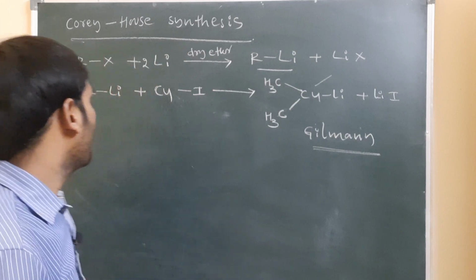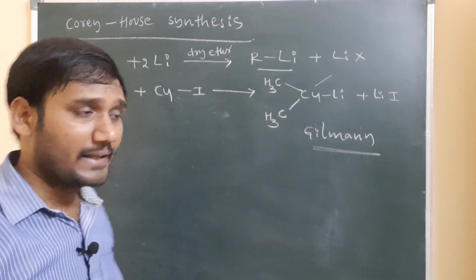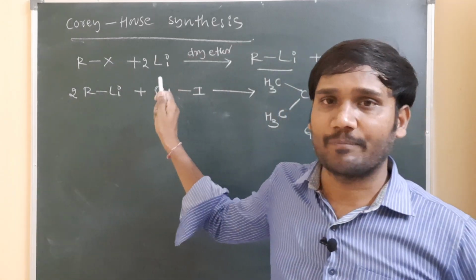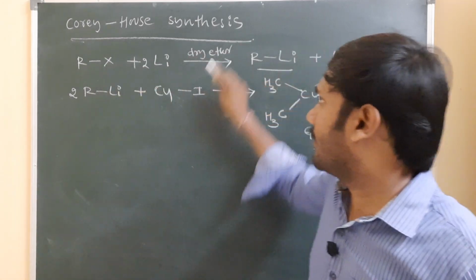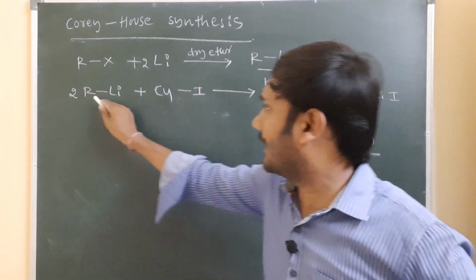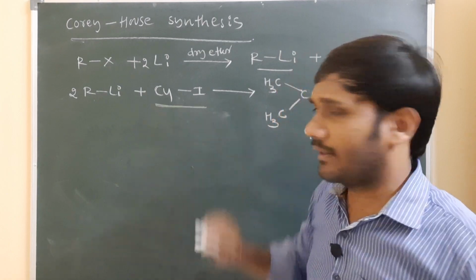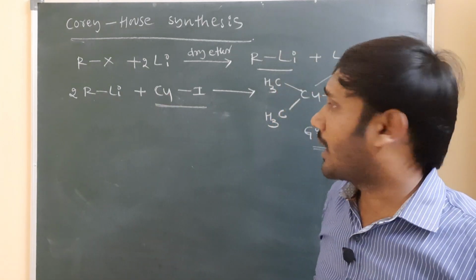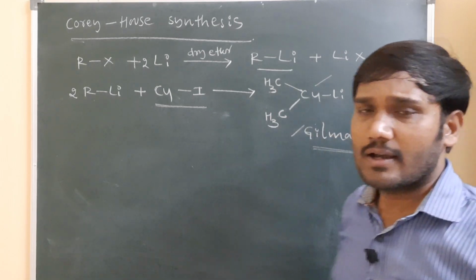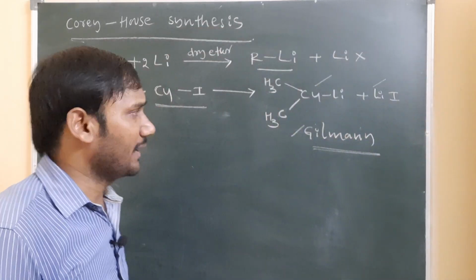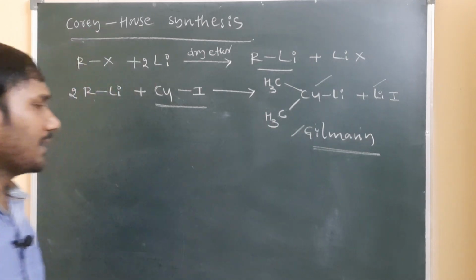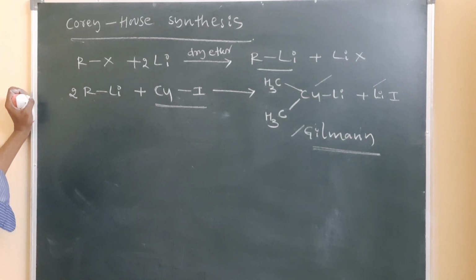So once again you see here, we are discussing the Corey-House synthesis. In the Corey-House synthesis, I am taking the alkyl halide and reacting it with lithium. When alkyl halide reacts with lithium in the presence of dry ether, we will get the alkyl lithium, and this alkyl lithium I am reacting with copper iodide. When alkyl lithium reacts with copper iodide, the products formed are Gilman's reagent and lithium iodide. This Gilman's reagent we are using to prepare the what?